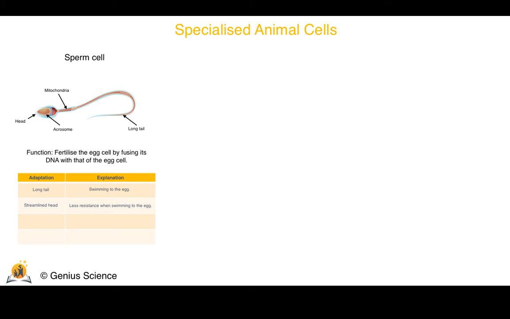Our third adaptation is that sperm cells have many mitochondria, and these provide the energy for swimming. And lastly, sperm cells have enzymes in the acrosome, and these help break down the outer layers of the egg cell prior to fertilization.